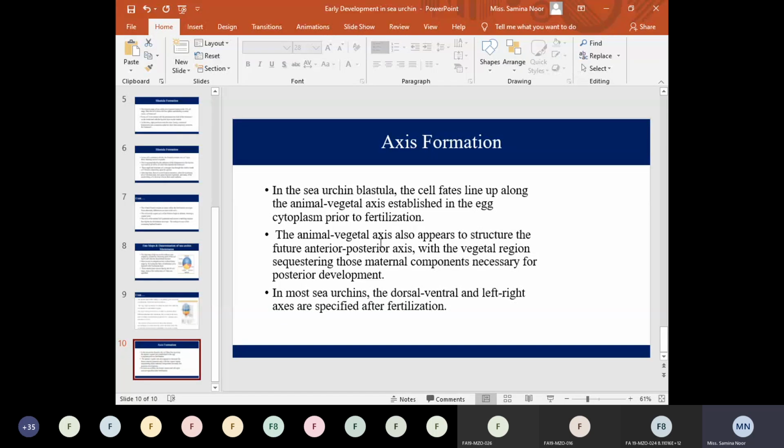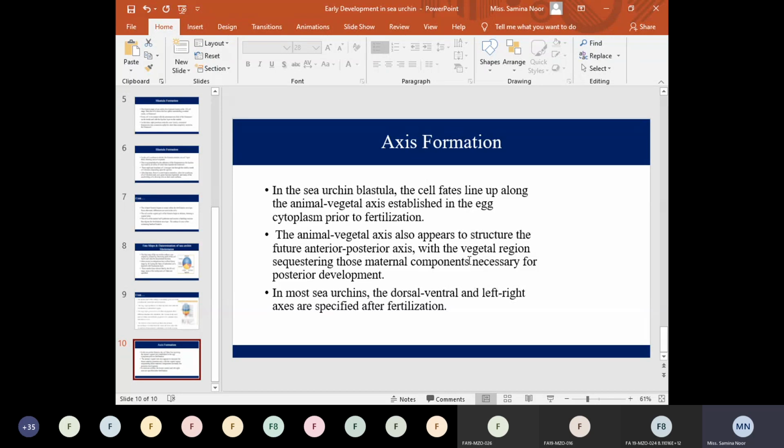So in the case of the sea urchin, the animal-vegetal pole or the animal-vegetal axis is actually the axis that appears to give the structures which in future are also known as the anterior-posterior axis. So the animal-vegetal axis, in future, develops into the anterior-posterior axis. So the cells that are lined up on the animal-vegetal axis, those cells in future form the anterior-posterior axis. Okay?